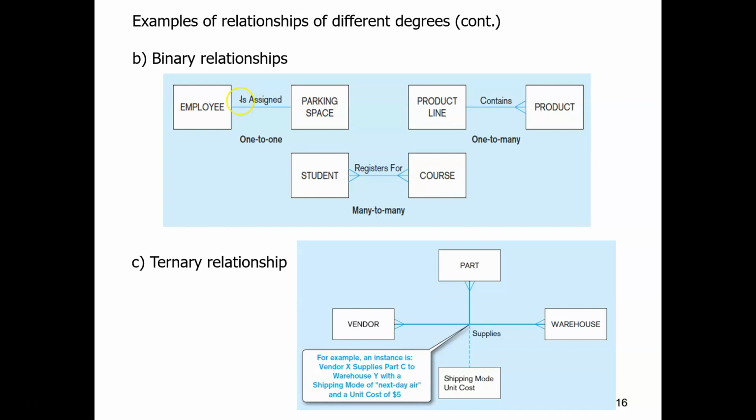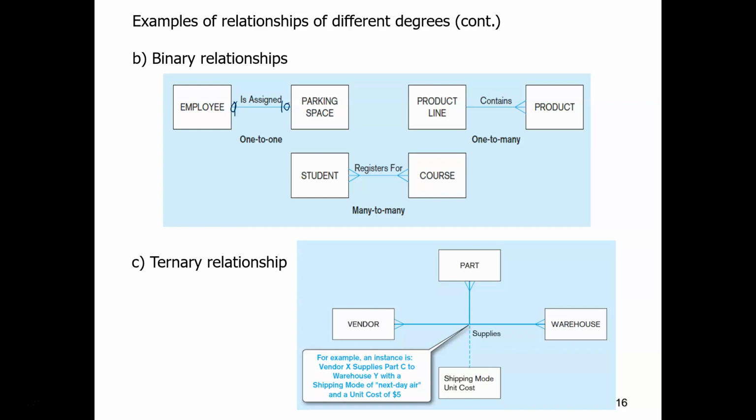Between these two, what's the minimum cardinality? For one employee, what's the minimum number of parking space the employee can have? The employee may not have a parking space. What's the maximum number? It's 1. And for one parking space, what's the minimum number of employee that can occupy it? Well, maybe the parking space is not assigned to anybody, so it can be 0. And then what's the maximum number of employee can be assigned to it? Then it will be 1. If multiple employees can share the same parking space, then it will be many.